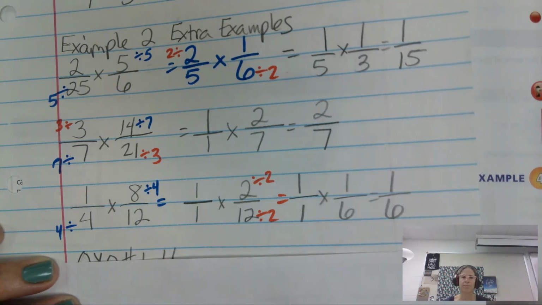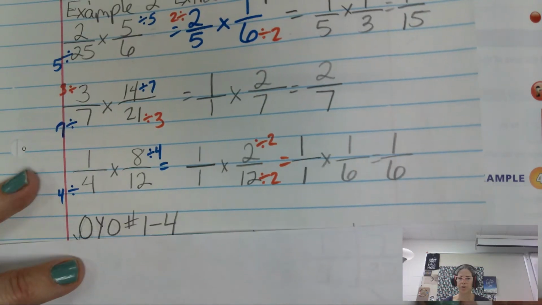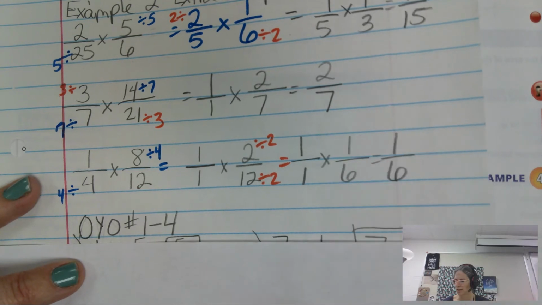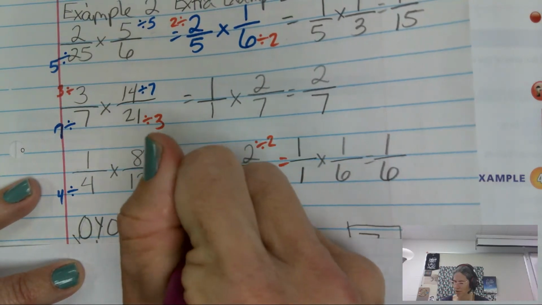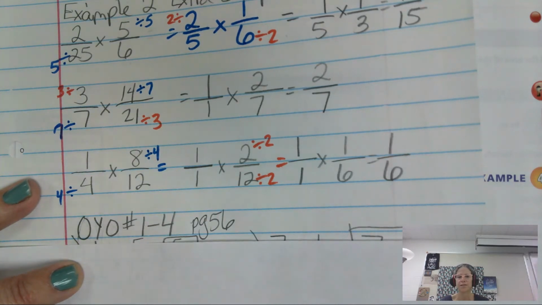Go ahead and pause the video right now. I want you to try on your own 1 through 4 on page 56. On your own, 1 through 4, page 56, go ahead and pause it.